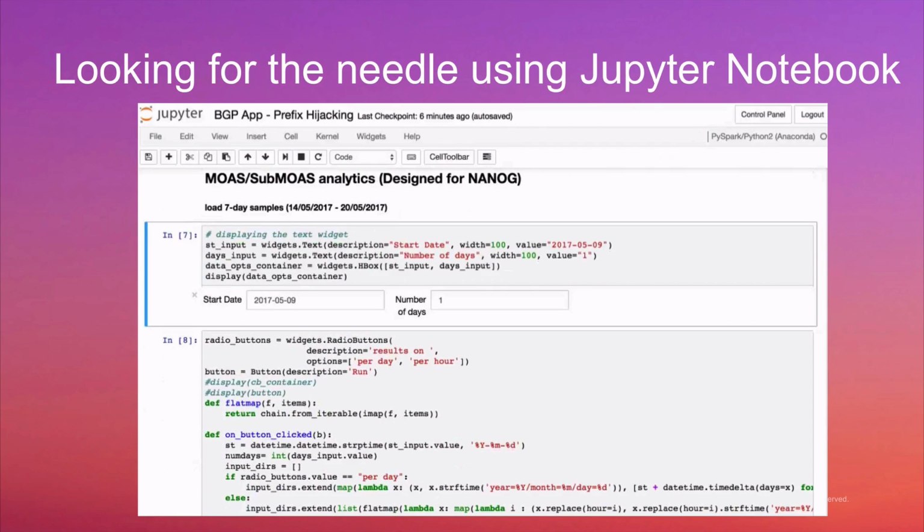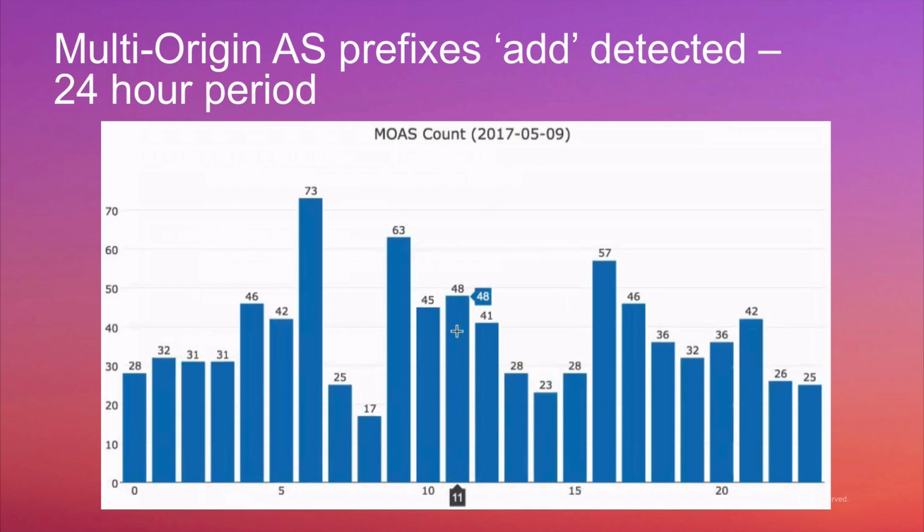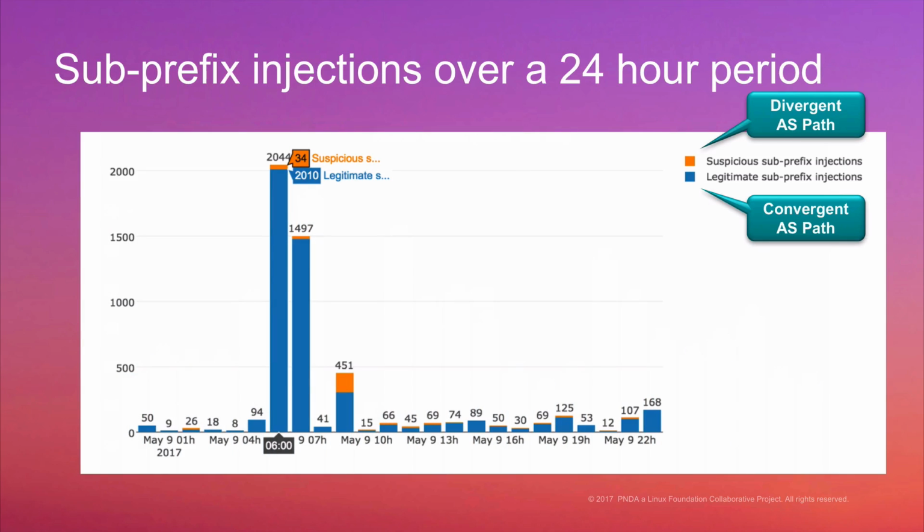Using the constant recording into the PNDA platform and a Jupyter notebook to explore the data, we were able to build prototype code to look for and identify cases of multi-origin and sub-prefix injection attacks. This graph shows the number of BGP advertisements for prefixes being observed with multiple origin ASs within a 24-hour period. This graph shows the cases of sub-prefix injections being recorded. In particular, we're looking for those orange markers. These indicate sub-prefixes where the AS path is highly divergent from the original owner AS of that prefix.